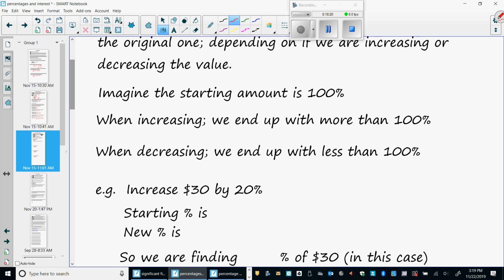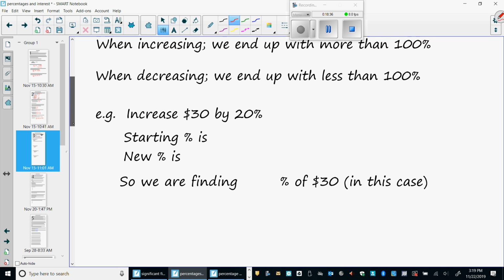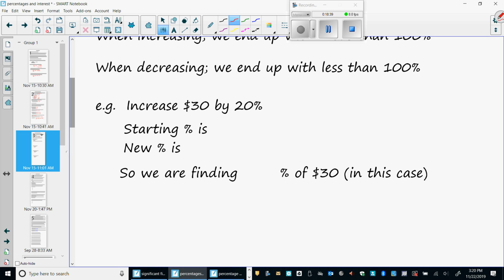Now, for each one of these questions, we're going to imagine that the original starting amount represents 100%. If you're going to increase it, you end up with more than 100%. If you decrease, it's going to be less. So, here is our worst case. Increase $30 by 20%. So, starting percentage is 100. Always going to be 100. You're increasing by 20%. What percentage have we now got? 120%. Yes? Do we understand that?